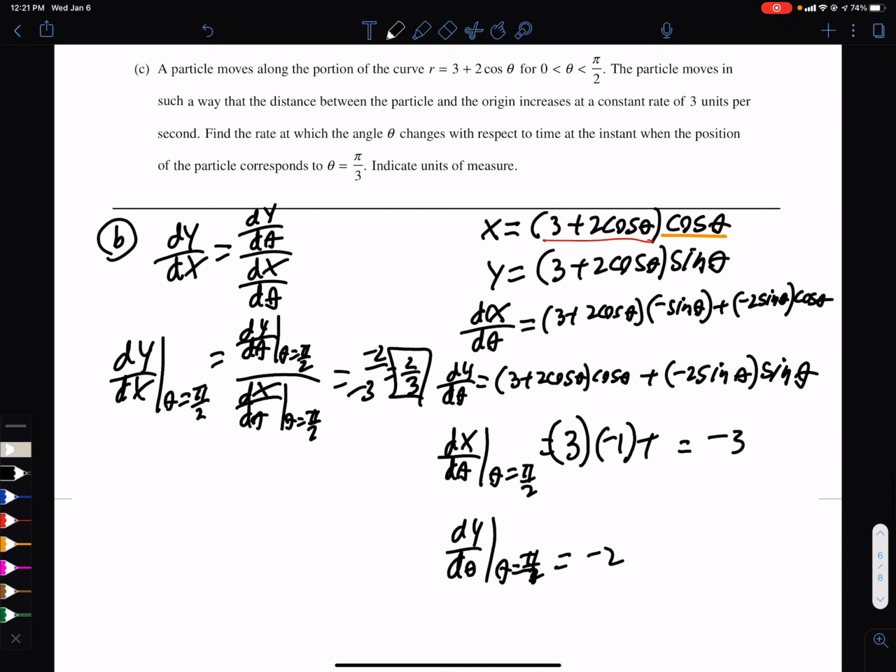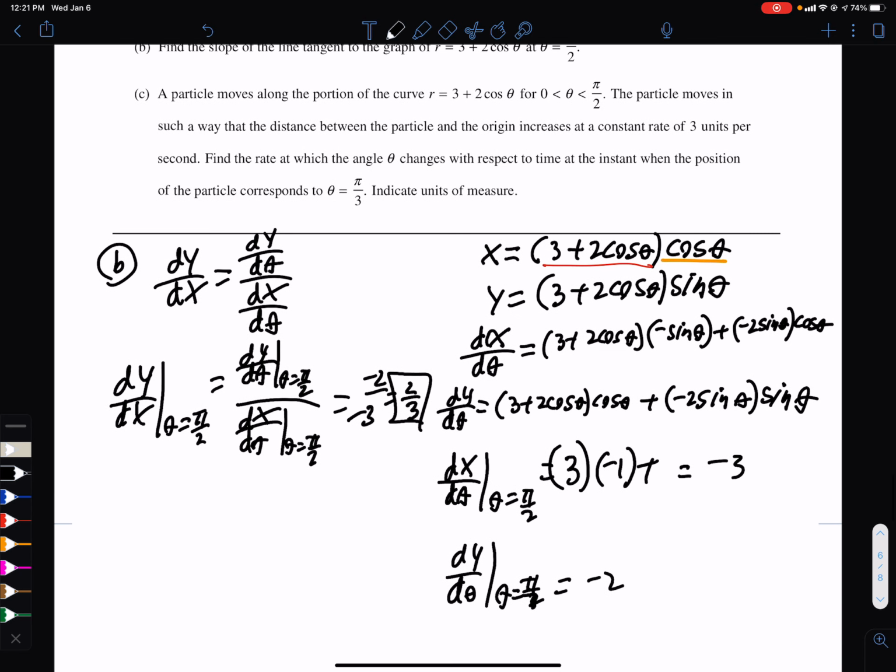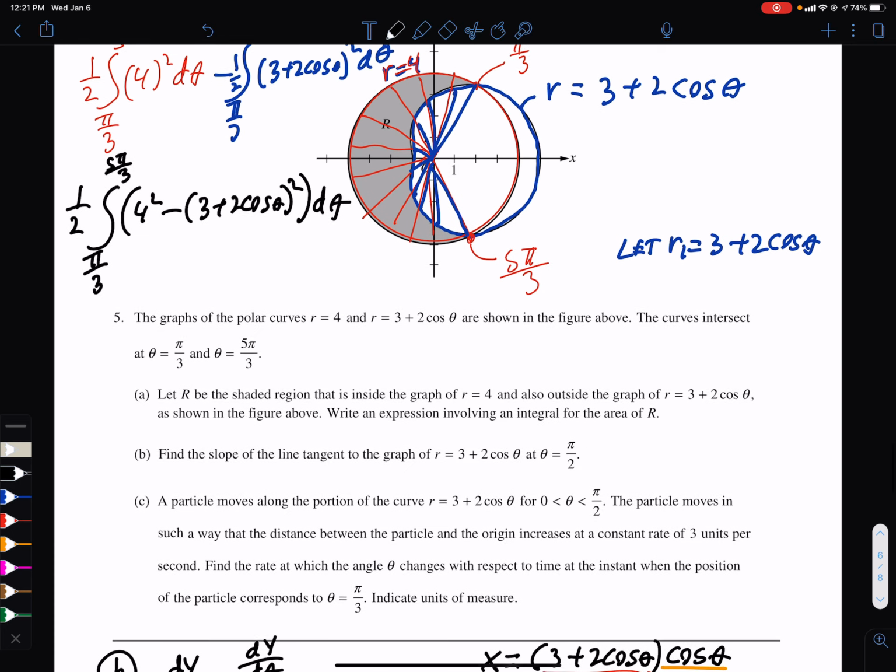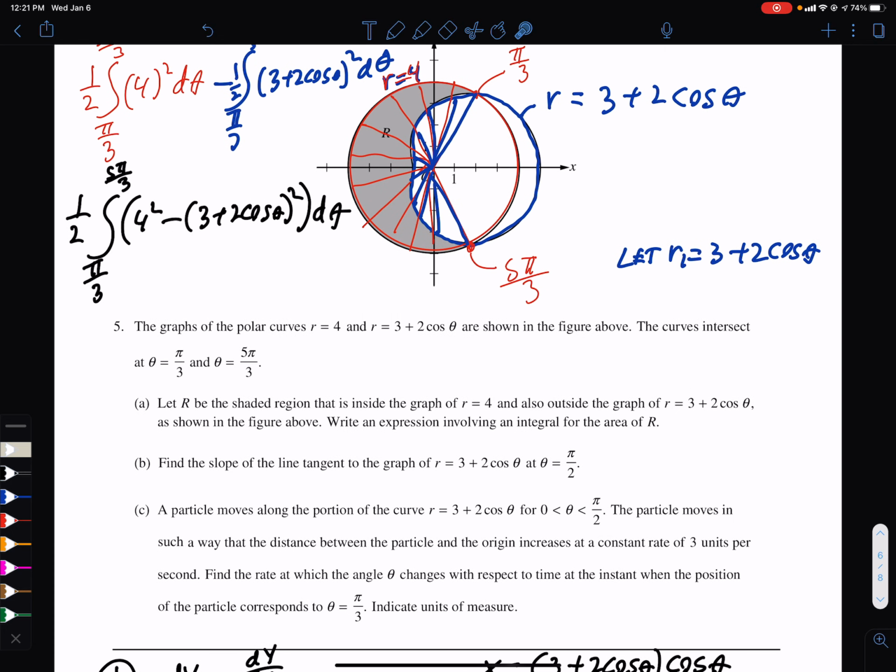All right, let's keep going here. So we have one more part. We're almost done here. Part C. And I'm going to erase all of part B, I think. Let me make sure I don't need it. Part C, a particle moves in the portion. So the particle is moving on the blue graph, starting at 0 and just moving along the graph like that. That's what it's saying.